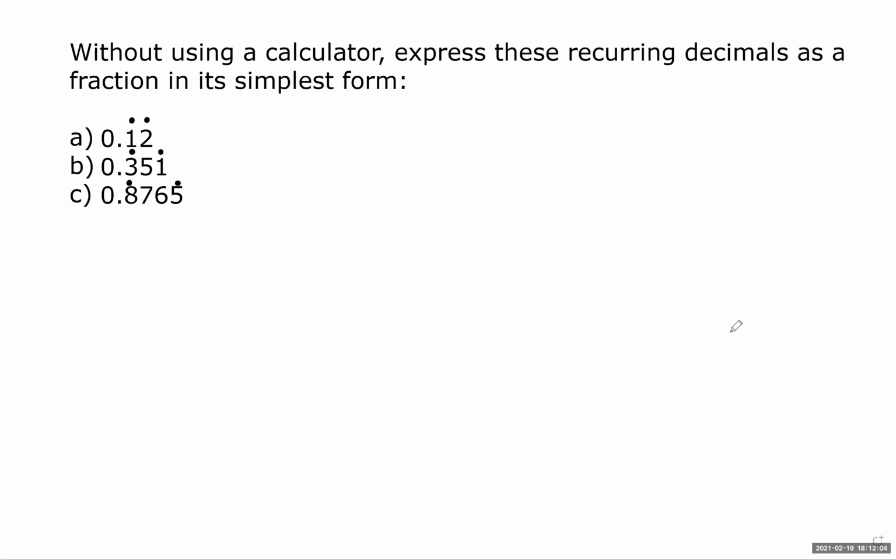Okay, so today we're gonna do how to convert recurring decimals to fractions. So this is a recurring decimal, and then we're gonna connect it to a fraction. Since this question states that it doesn't want you to use a calculator, the only way we can do it is using algebra. So I'm going to teach you guys how to use algebra to solve this question.